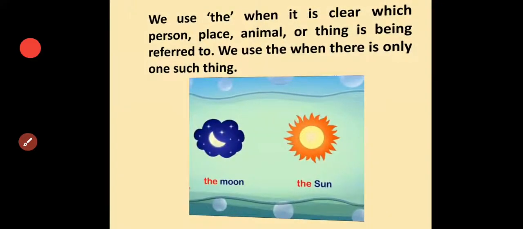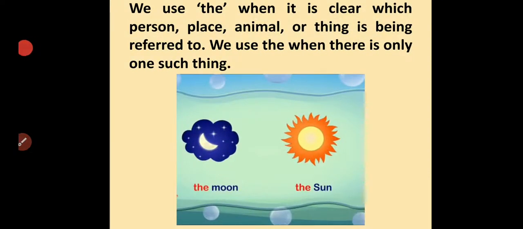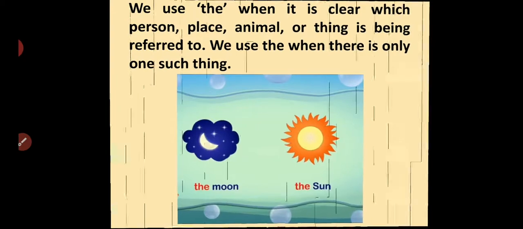We also use the when it is clear which person, place, animal, or thing is being referred to. We use the when there is only one such thing. We have only one moon and one sun, so we use the before moon and the sun.